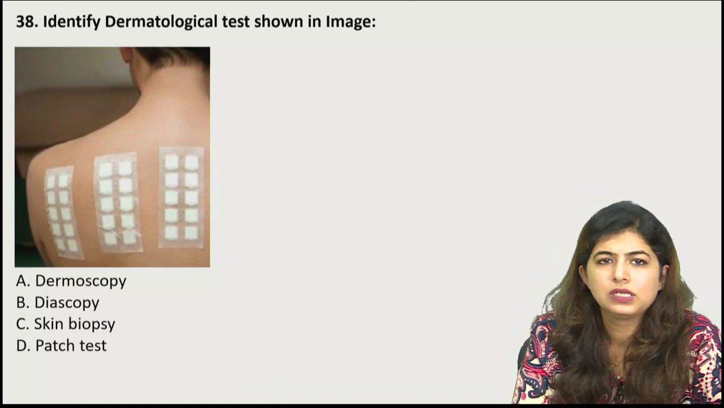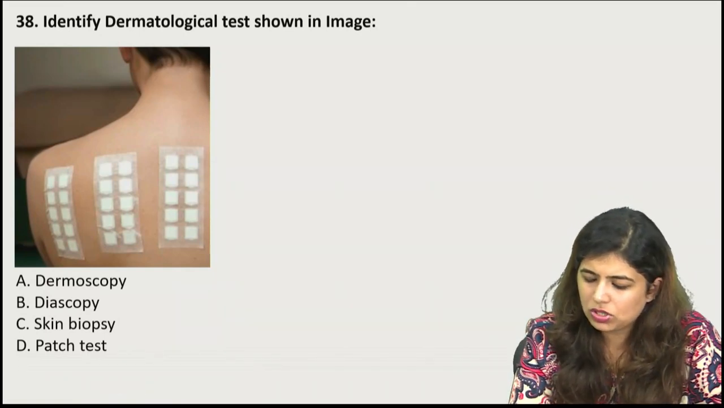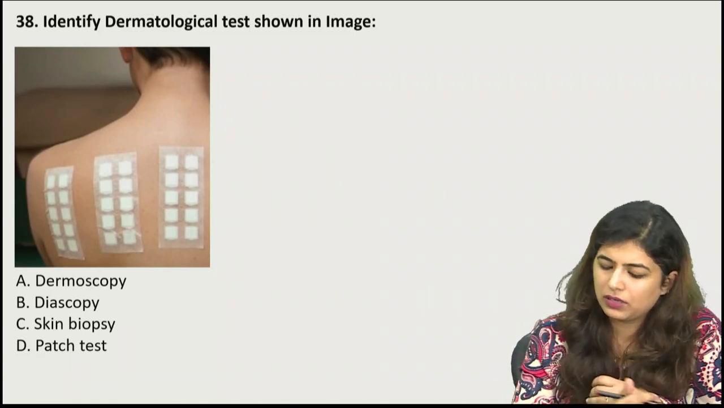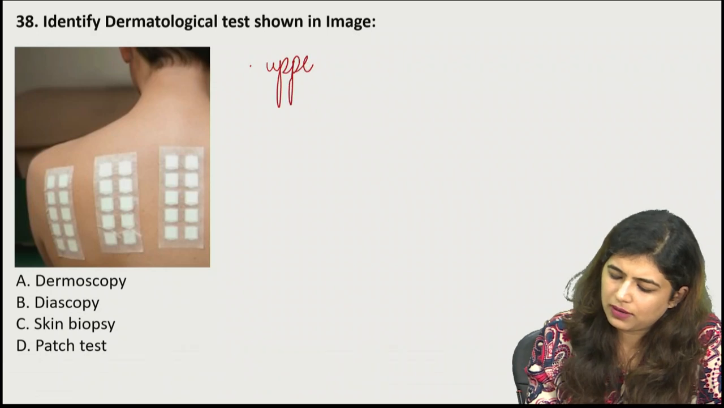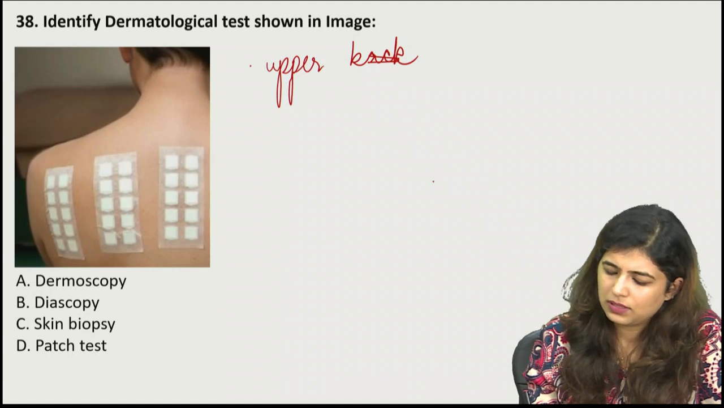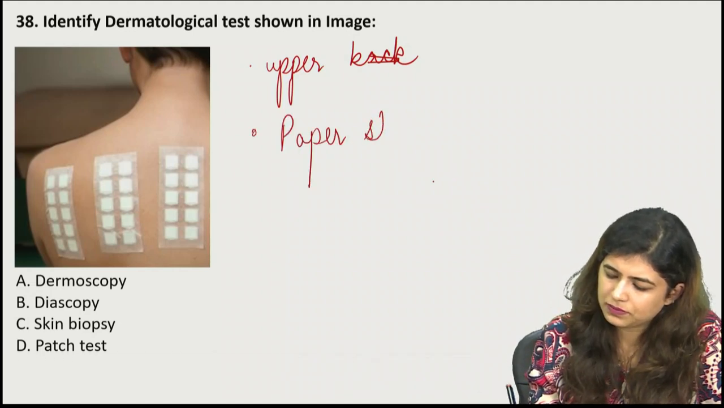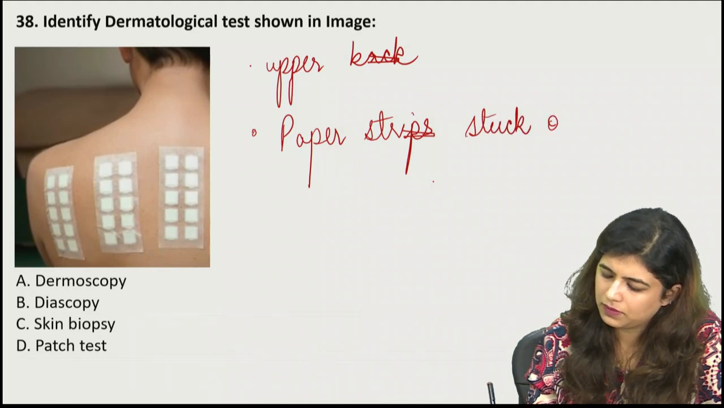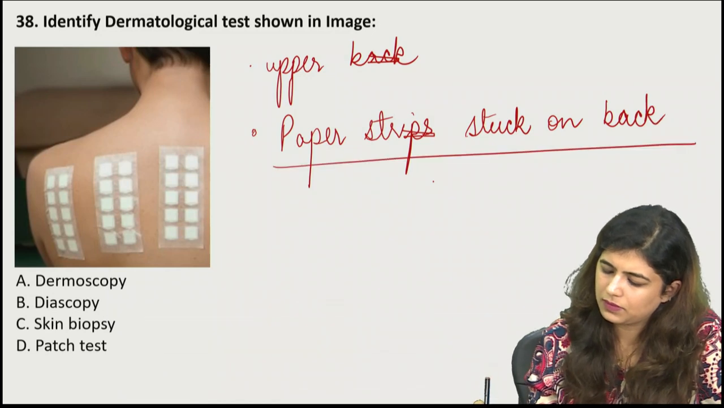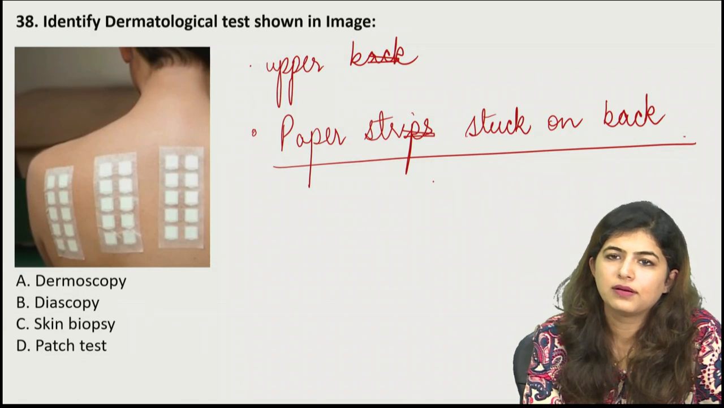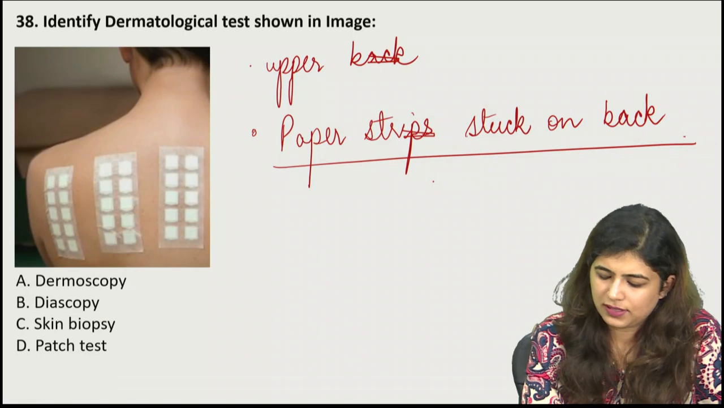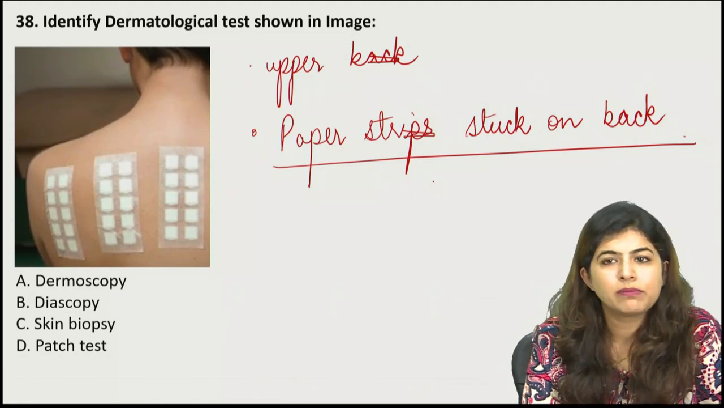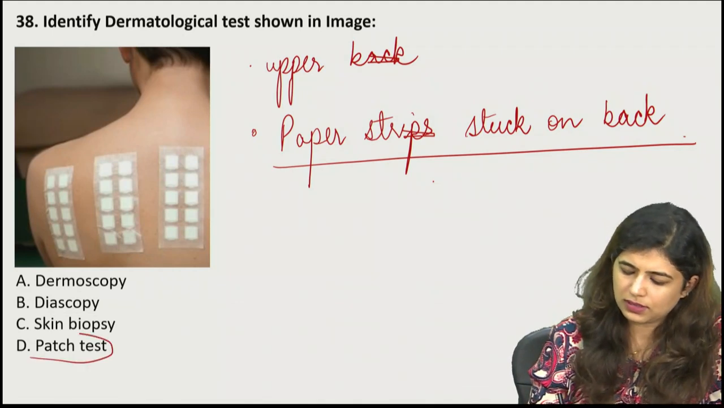Moving on to question number 38. Identify the dermatological test shown in the image. What is it that is visible here? I see that the patient's upper back is being used. I see some paper strips stuck on the back. What is it? Is it dermoscopy? No. Is it dioscopy? No. Skin biopsy? Again, no. The answer is patch test.